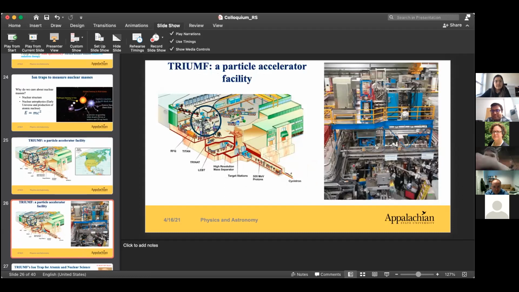This facility is a set of ion trapping facilities. It's called TITAN. Looking from this end, the one on the top is where the ion trap facility is located. All these features are showing you the beam lines and vacuum chambers through which the radioactive beam is transported.